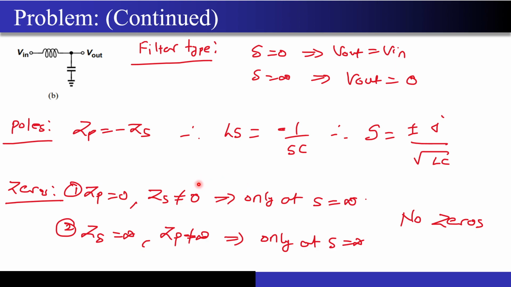Right, now let's try to find out the values of zeros. So how to find the value of zeros? In the first condition we enforce Zp equal to 0, but Zp can never be equal to 0 unless we reach infinite frequencies. So that condition is completely invalid over here.